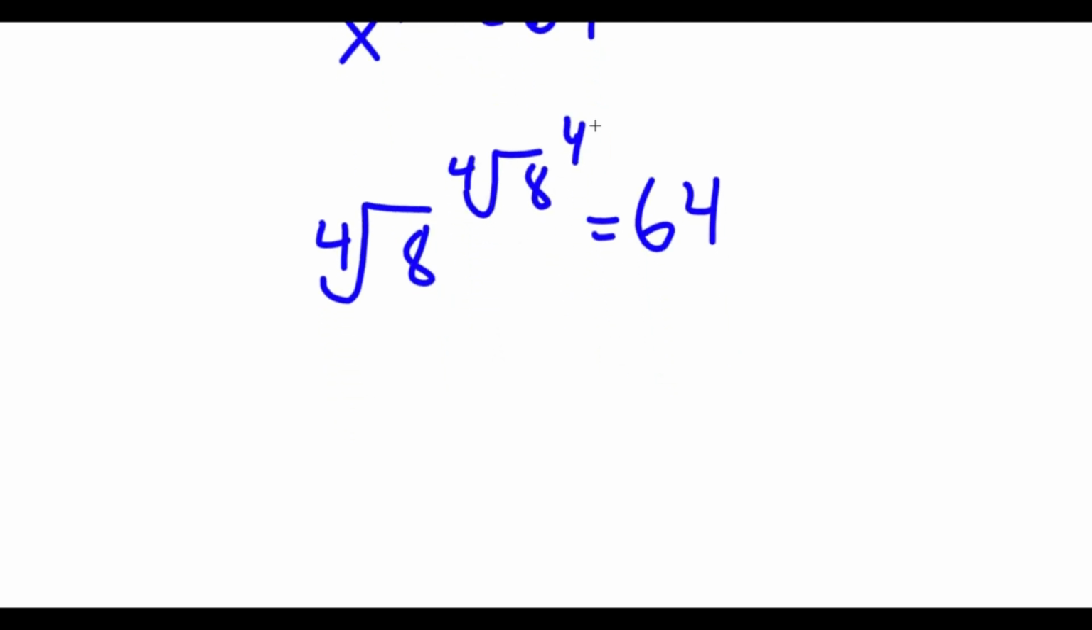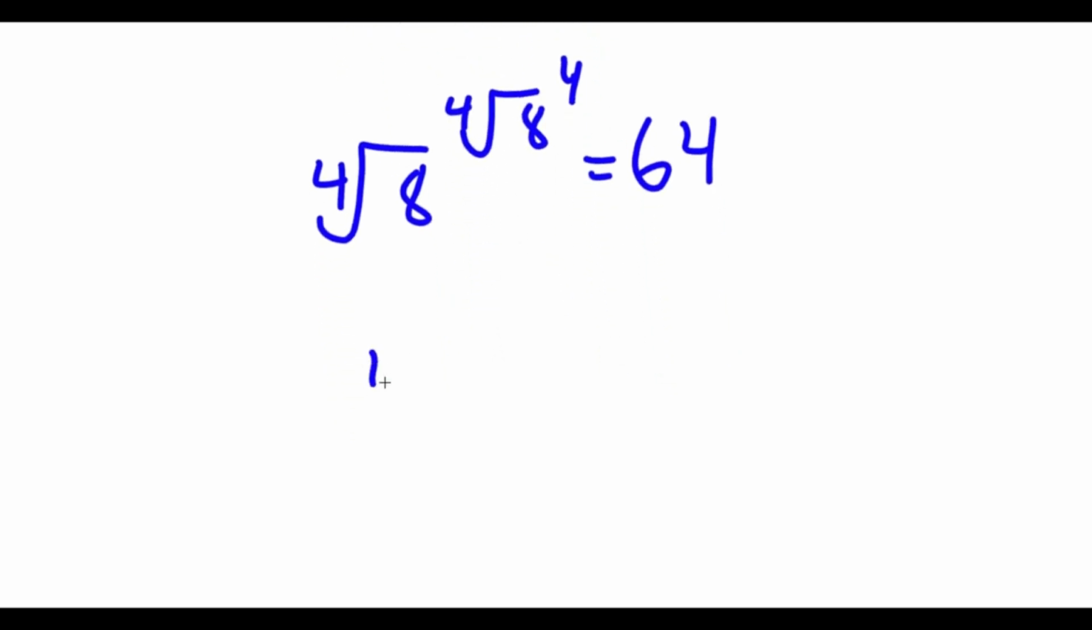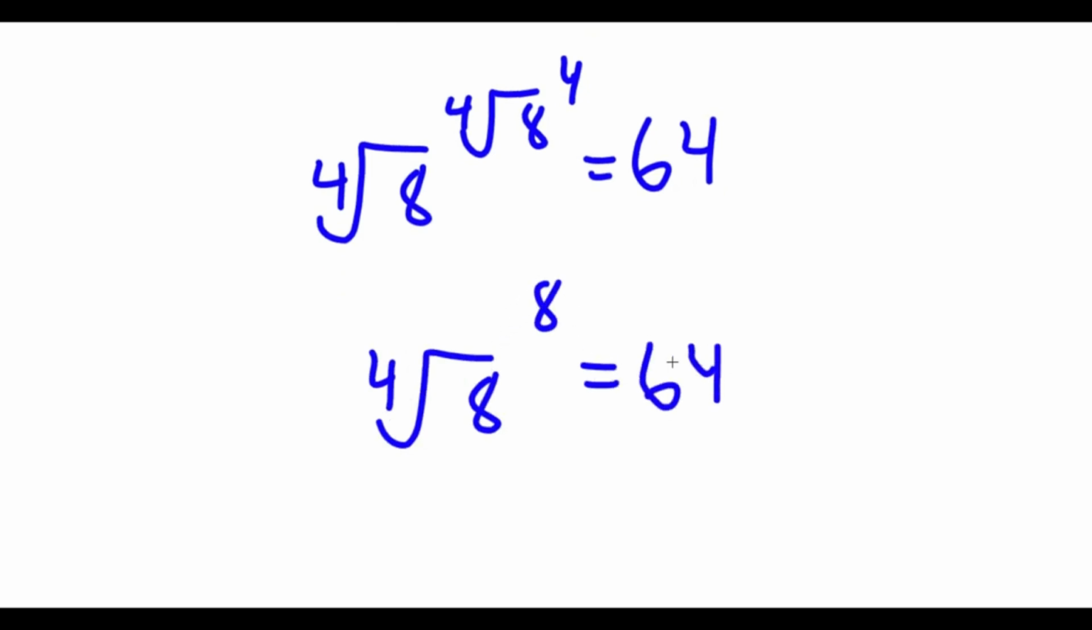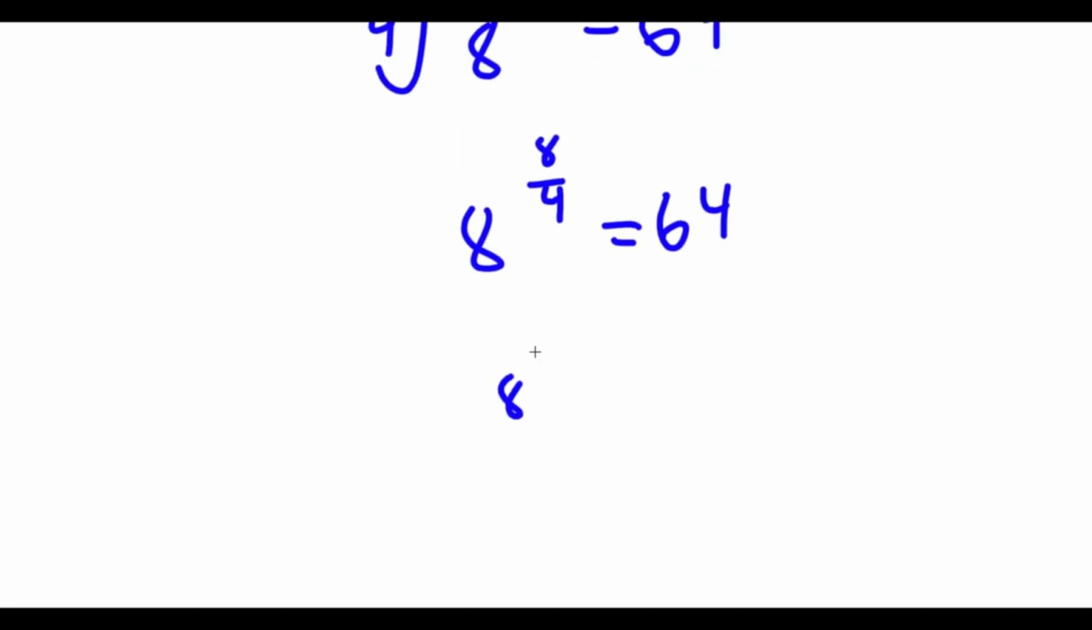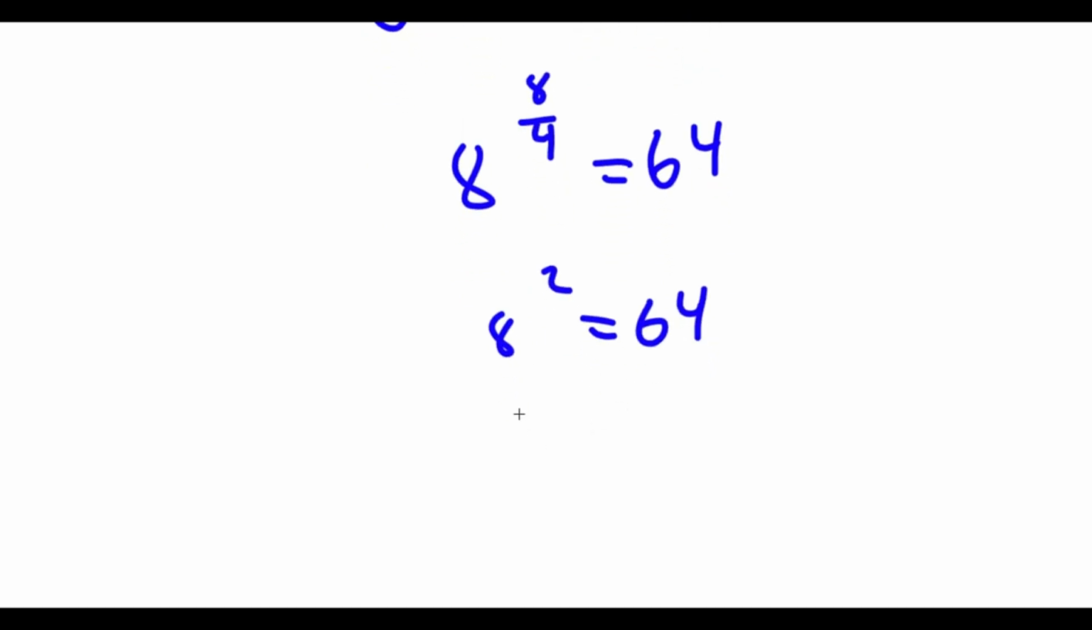Now the fourth root of 8 to the power of 4 is simply 8. So now I have the fourth root of 8 to the power of 8 is equal to 64. Now this is the same thing as 8 to the power of 8 over 4 is equal to 64, meaning 8 to the power of 2 is equal to 64, and 64 equals 64. So this is right.